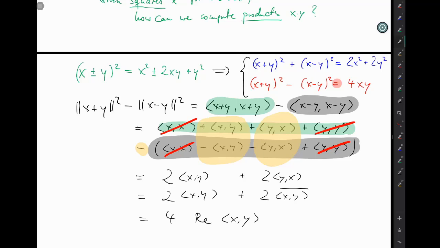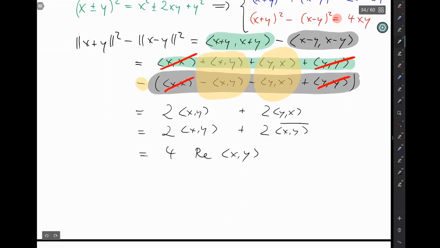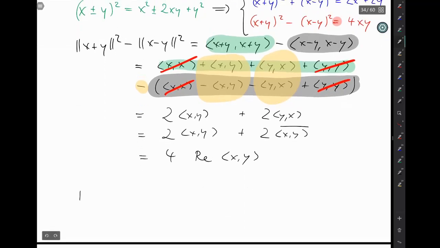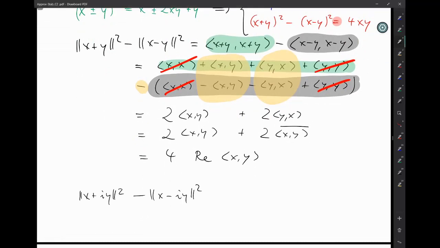In case it's a complex vector space, you still need the imaginary part. And to get your imaginary part, you essentially repeat the same calculation, only getting a little i in front of the y. So let's look at the norm squared of x plus i times y minus the norm squared of x minus i times y.